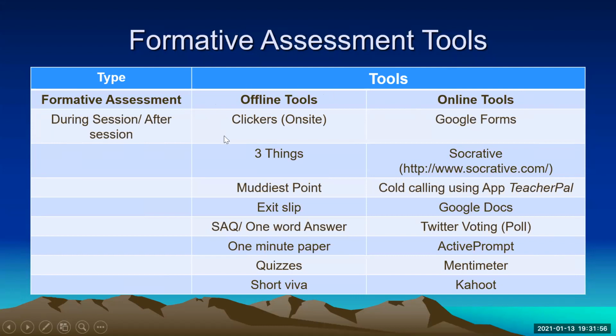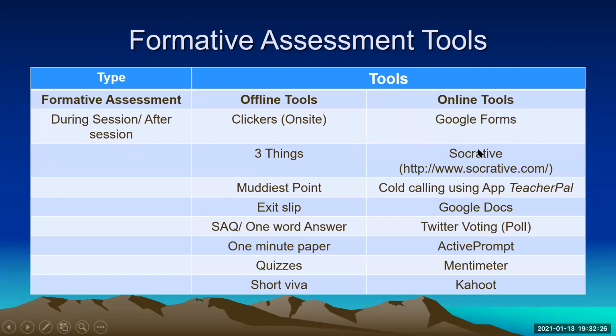So offline tools can be clickers, three things, muddiest point. Now these are all different methods by which we can emphasize important points. Exit slip or short answer question, one word answer, 1 minute preceptor model or 1 minute paper, short viva. Then there can be some online tools like Google Forms, which every one of us at our institute has used in various forms.